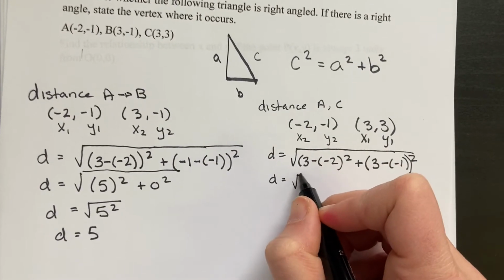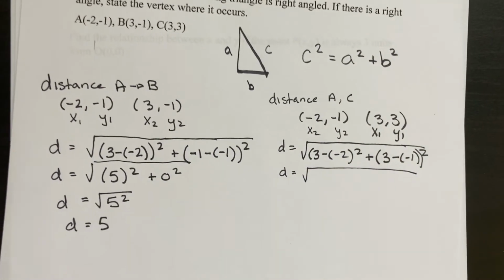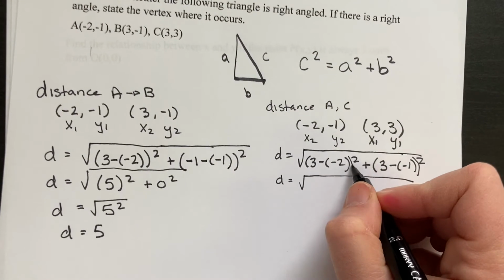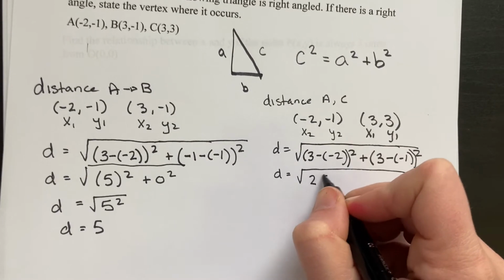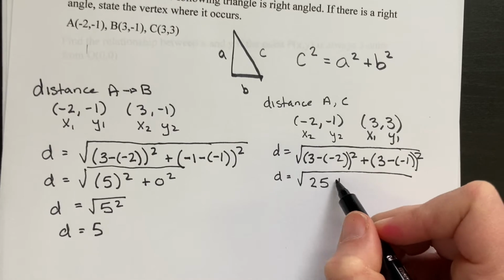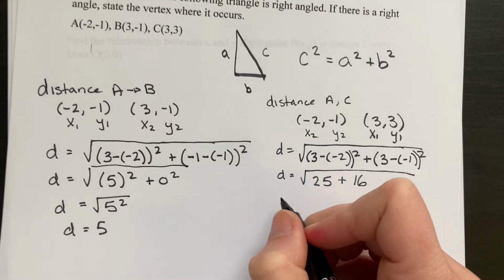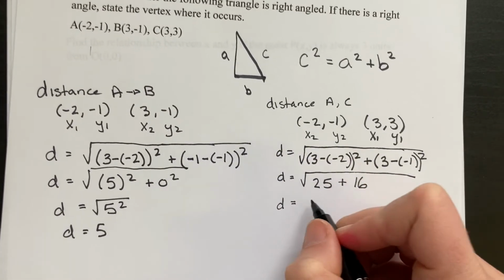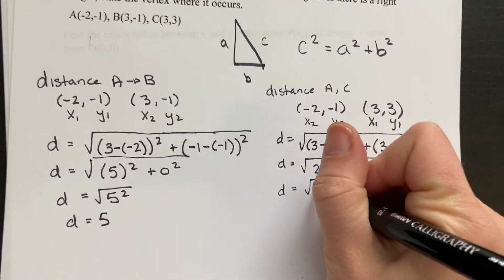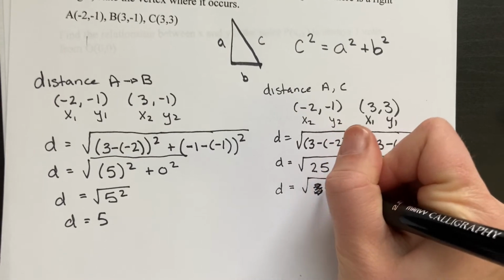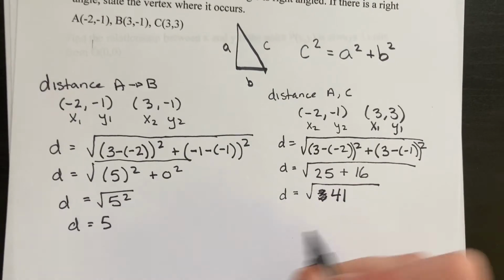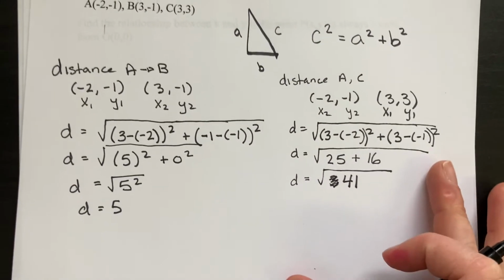So that will give me the square root. I'm just going to speed this up a little bit. So 3 minus -2 is 5 squared, oops, need a bracket there, is 25. Here we have 3 minus -1, which is 4. 4 squared is 16. So we then have the square root of 41. So we'll leave that like that because that's irrational.